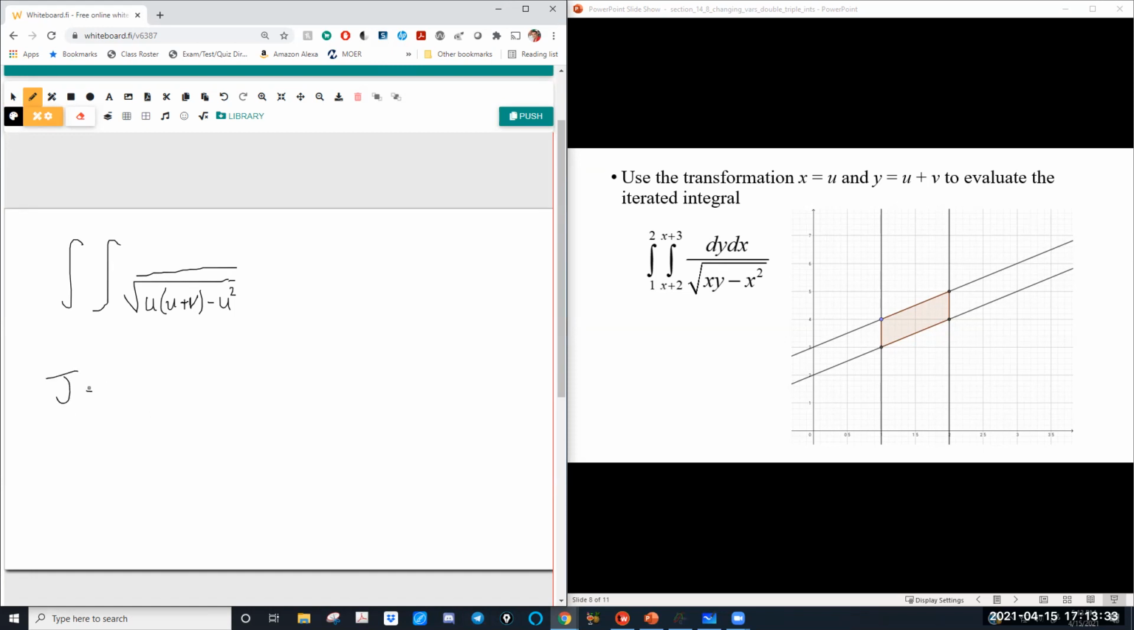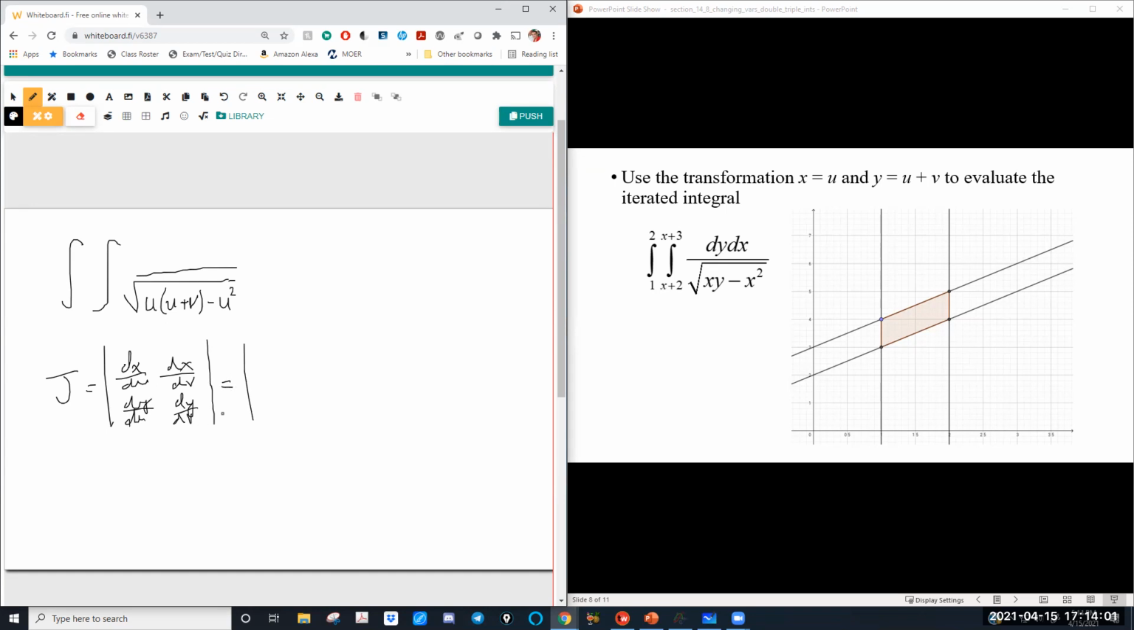So our Jacobian, this time I'll write it out, and the next one I might not. So dx du, dx dv, dy du, dy dv. And as always, guys, remember, this is not something I'm expecting you to memorize. This is something you can use your note cards for. That's what they're for.